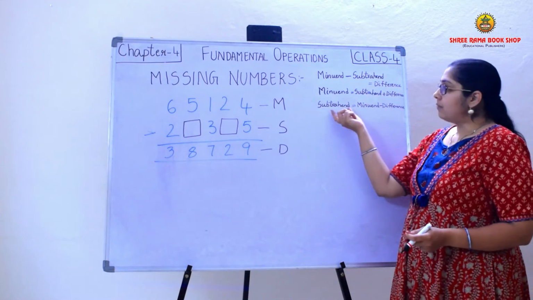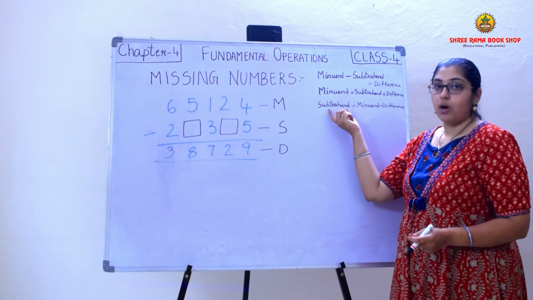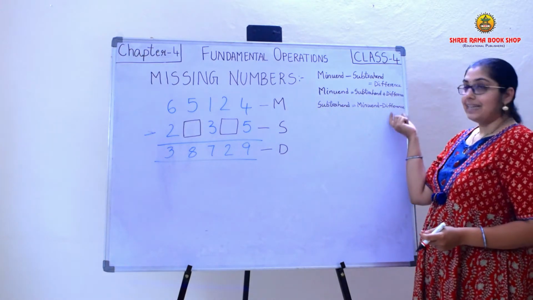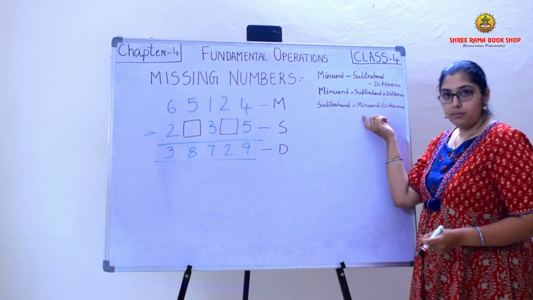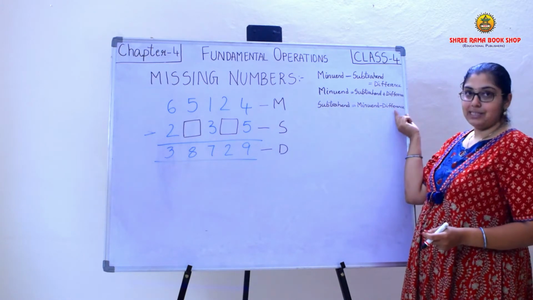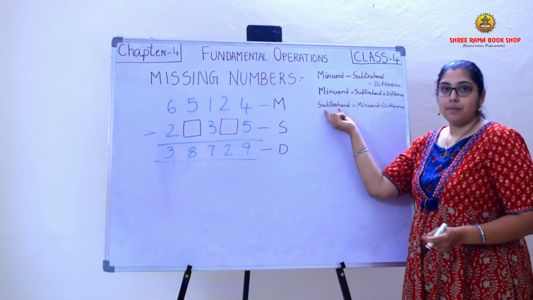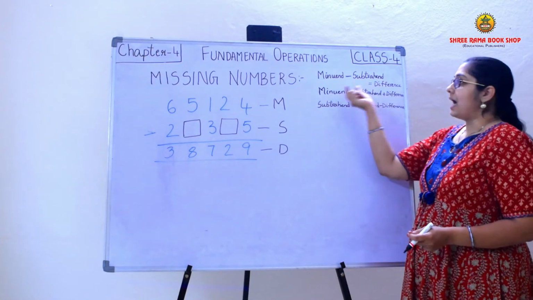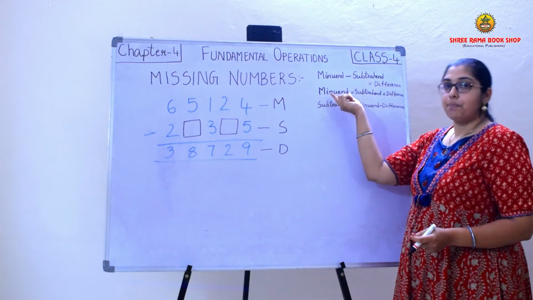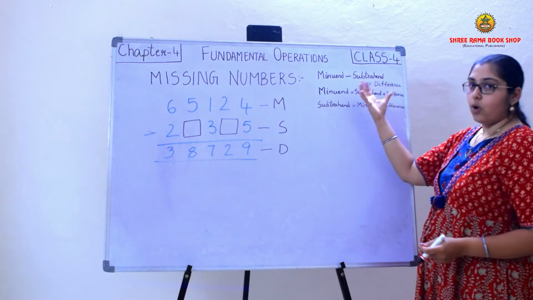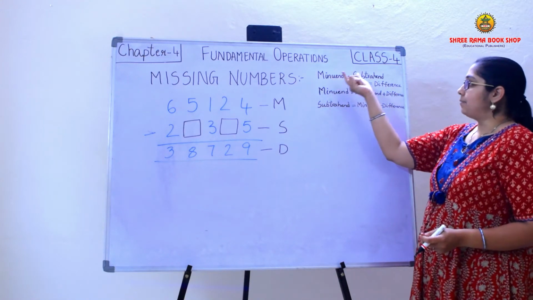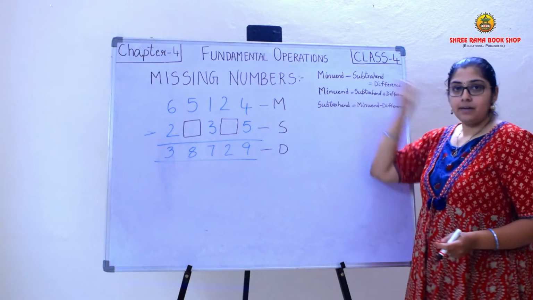Now I want missing numbers in subtrahend, so what will I do? I will be subtracting the numbers of the difference from the minuend. So minuend minus difference will give me the missing numbers in subtrahend. Okay, when I add subtrahend and difference, I will get the missing numbers in the minuend. And if I want missing numbers in the difference, then I can directly subtract subtrahend from minuend.